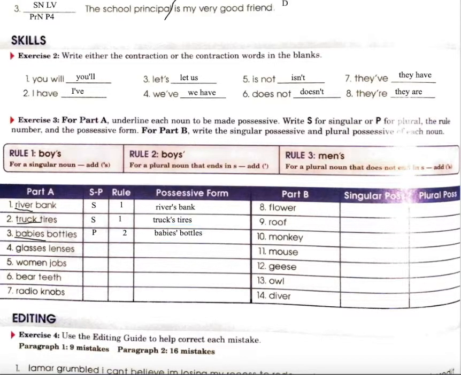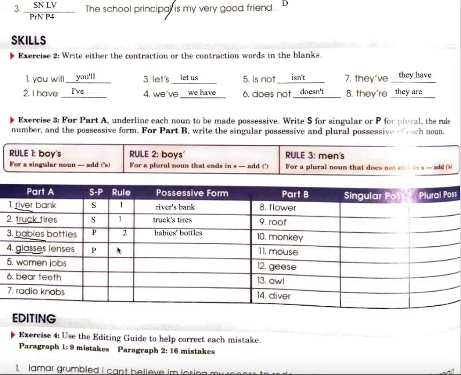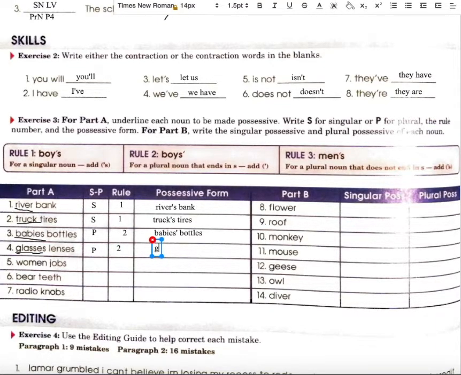Number 4, glasses' lenses. Underline glasses. Is it singular or plural? It is plural. It follows rule number 2. And the possessive form is glasses, apostrophe, because it's plural possessive, lenses.